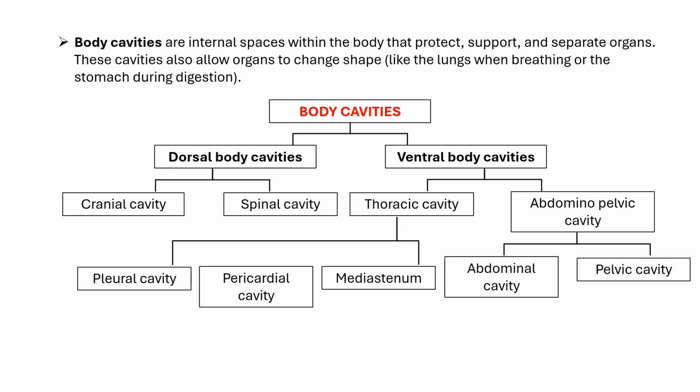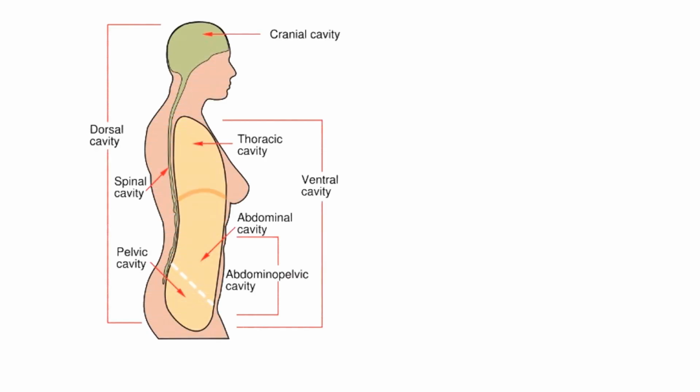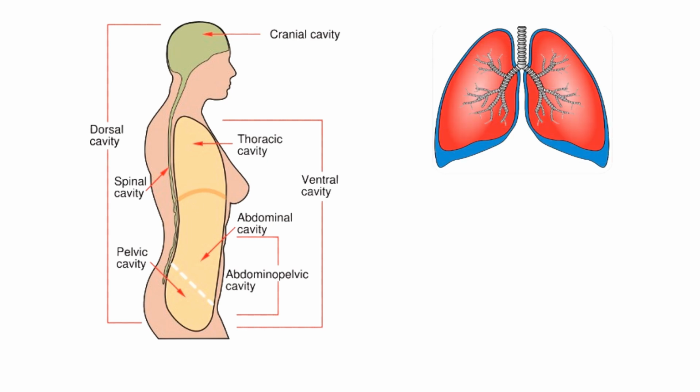Whereas abdominopelvic cavity is again two different edges. One is abdominal cavity and another is pelvic cavity. Observe this image clearly. This image represents all the body cavities, both the dorsal and ventral. See here, the cranial cavity and spinal cavity are on the dorsal side of our body, whereas thoracic cavity, abdominopelvic cavity is on the frontal side of our body, hence called ventral cavities.